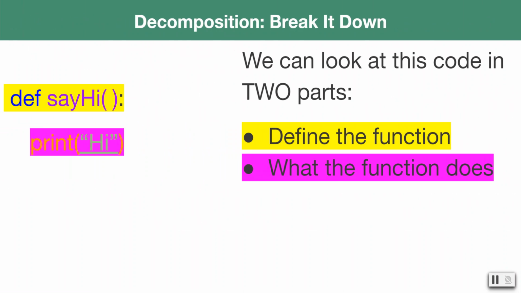So here is a function. It says def say_hi, print hi. As always, we're going to break it down into two parts. In the yellow, we define the function. In the purple, we tell them what the function actually does.